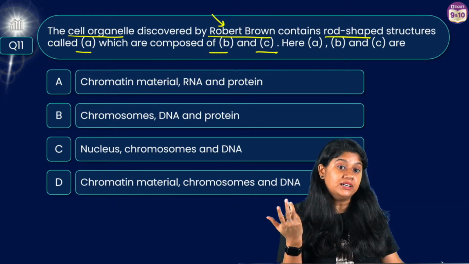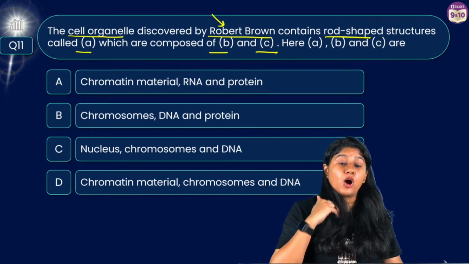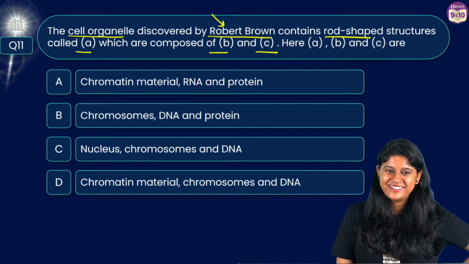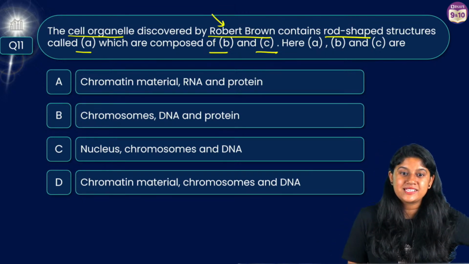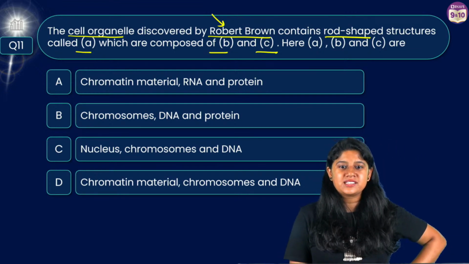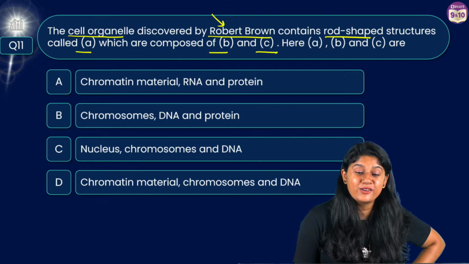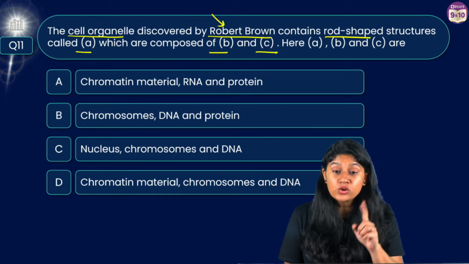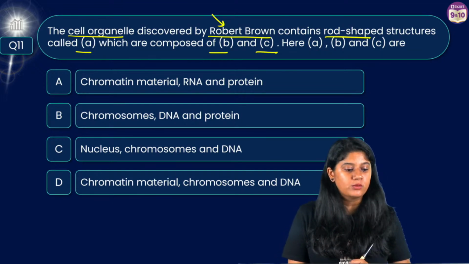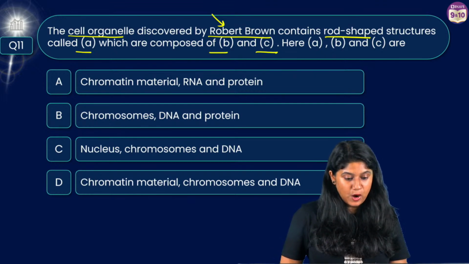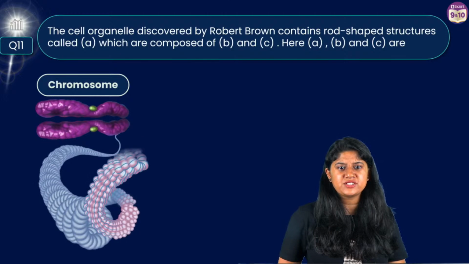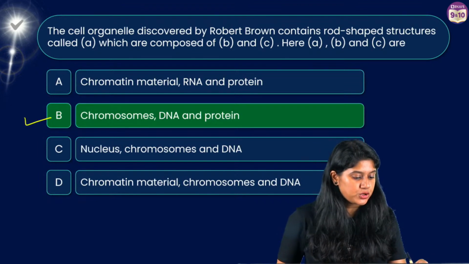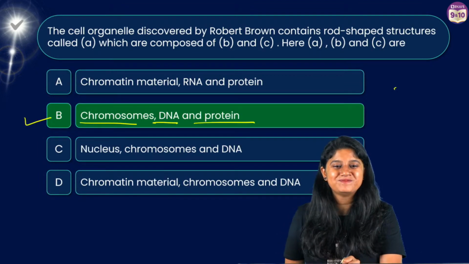There is a very important cell organelle which was discovered by Robert Brown. What did Robert Brown discover? Nucleus. So Robert Brown discovered the nucleus, and the nucleus has a rod-shaped structure, that is a chromosome, right? And they are made up of DNA and protein. We've just discussed it, so I'm sure all of you know this. So the correct option over here is chromosome, DNA and protein.